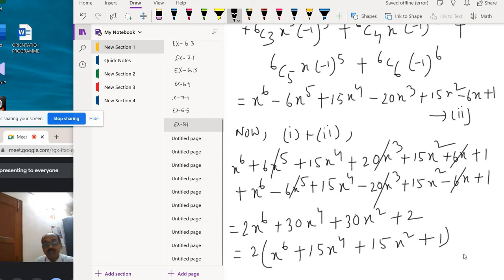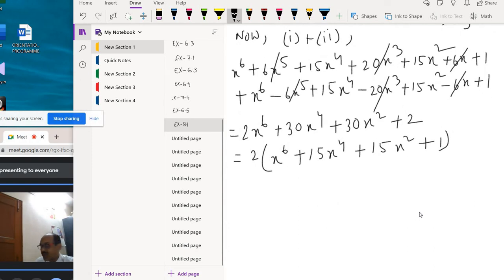This is the first part answer: x to the power 6 plus 15x to the power 4 plus 15x square plus 1. Okay. Now second part. For the second part, we will put the value of root 2, putting x equal to root 2.